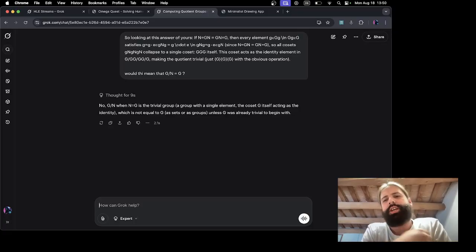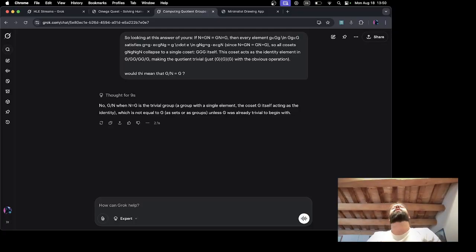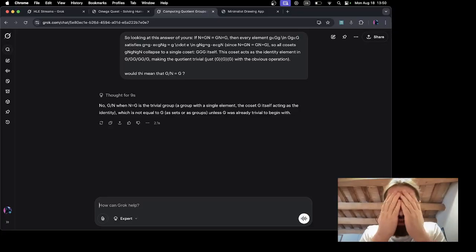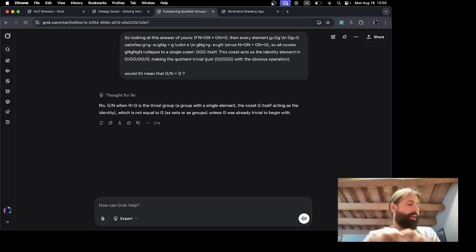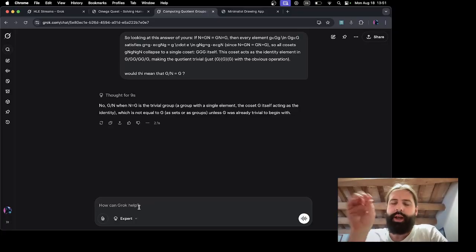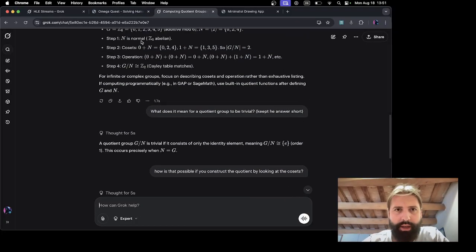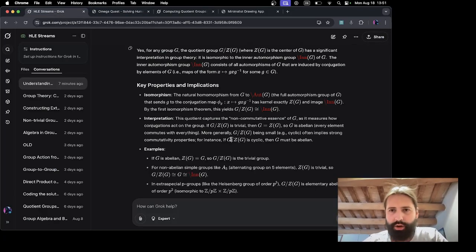The coset G itself acting as the identity. Oh, I know what you mean. Because it's the group, it's essentially now the elements are cosets, and so you just have one coset. This is what's very hard, because that's an abstraction. I know what it means. Okay, so because it's a set with just one element, then that's the identity. Yeah. Okay. That's a little mind bending actually. That's okay, I got it.